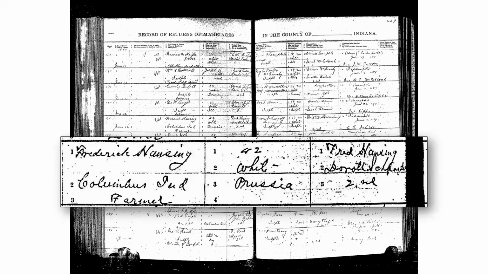This is another entry of Frederick's marriage to Caroline Harmony in 1884. And then we see it is his second marriage. And we find out that his parents' names were Fred Hansing and Dorothea Schroeder.